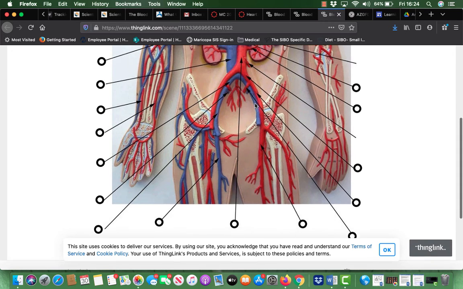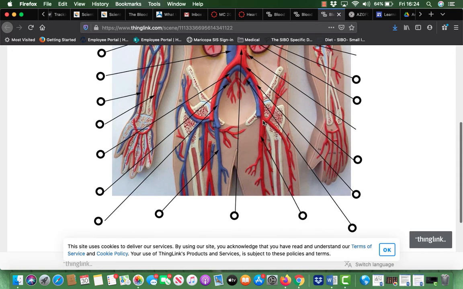So then let's go ahead and follow our external iliac down here. Once you hit the thigh region, we call this the femoral. So this will be the femoral artery. And the femoral artery is pronounced both ways. There's not necessarily a correct way.